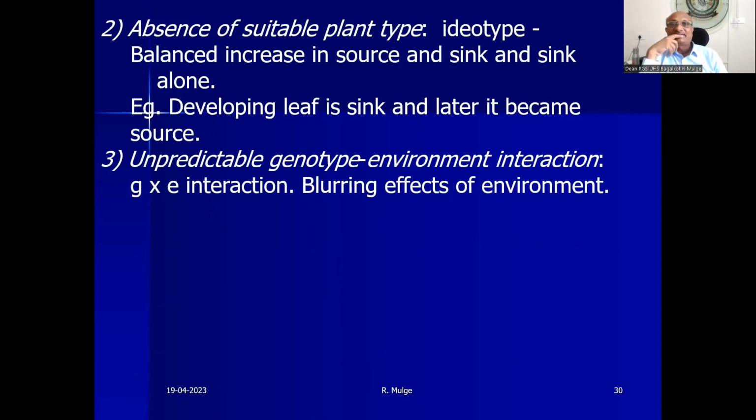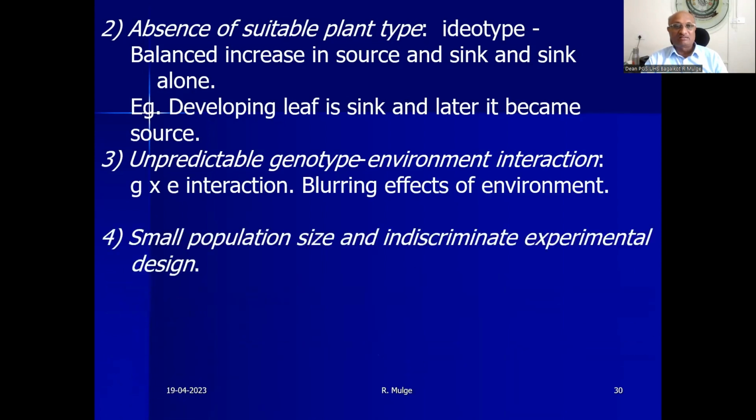That is G into E interaction, that buffering effects of environment. You are seeing how this genotype is going to behave with change in the environment. It's not predictable. That's the hindrance. You cannot decide that, oh, if I develop this kind of genotype, that will perform best. No, nothing like that. Unless you assess it, you will not be knowing it. So that is unpredictable G into E interaction.